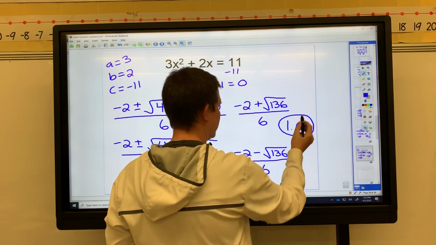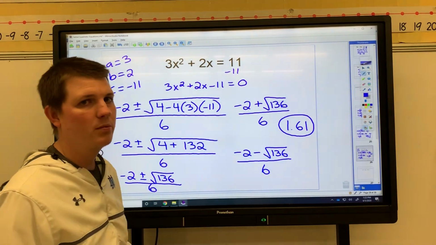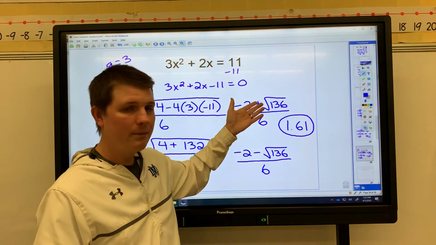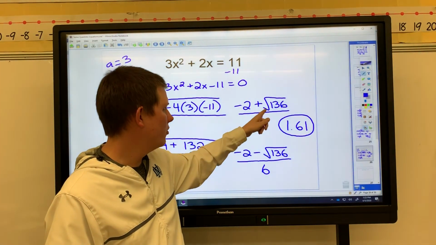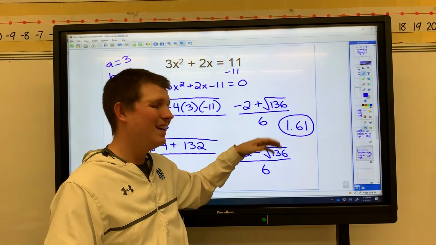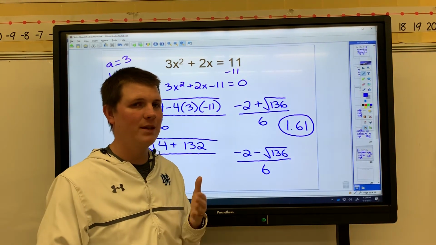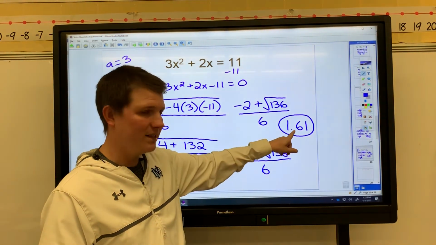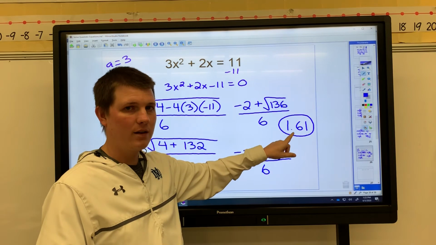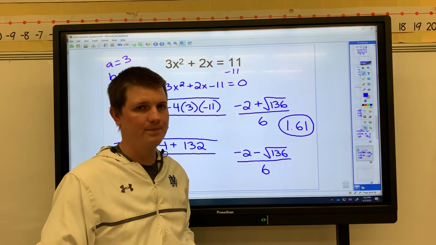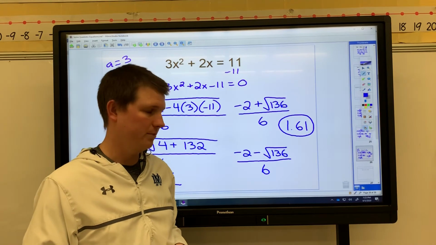We're going to round that to the nearest hundredth, which is 2 decimal places. Okay, so negative 2 plus. Now, some of your calculators, you have to do square root and then the 136. Some of them you have to do 136 and then the square root button. So you're going to have to mess around with your calculator to figure out which one. But no matter what, you should get this. So mess around with your calculators enough times till you can get 1.61. And if not, let me know and I'll help you.